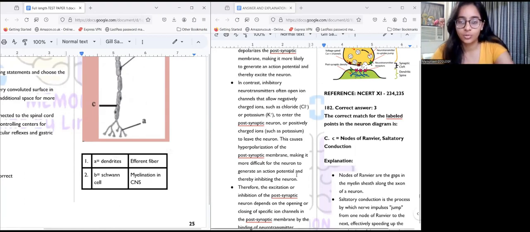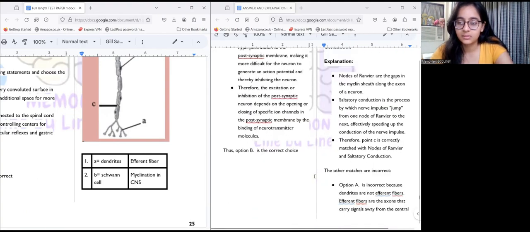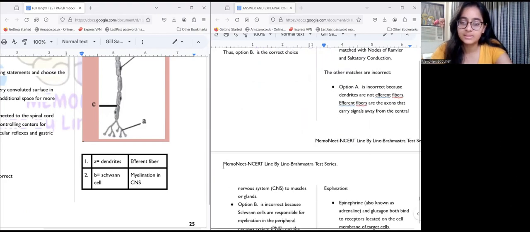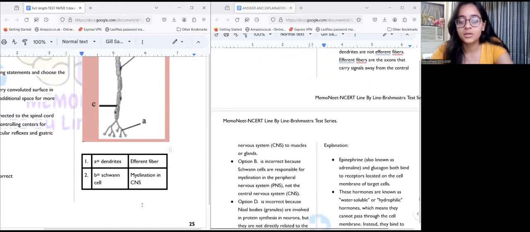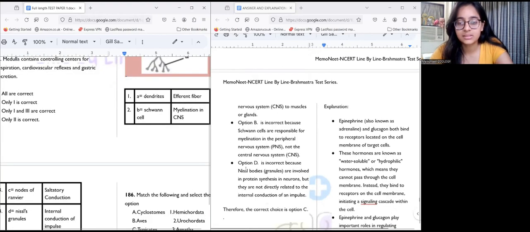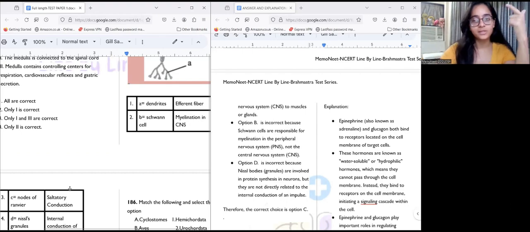What are dendrites? Dendrites are efferent fibers? No, they are extensions, right? So basically, option A is incorrect because the dendrites are not efferent fibers. Efferent fibers are the axons that carry signals away from the central nervous system. Option B is incorrect because Schwann cells are responsible for myelination in the peripheral nervous system, not in the central nervous system. Option D is incorrect because Nissl granules are involved in protein synthesis in the neuron, but they're not directly related to the conduction of impulses. So the main point is that nodes of Ranvier help in saltatory conduction.